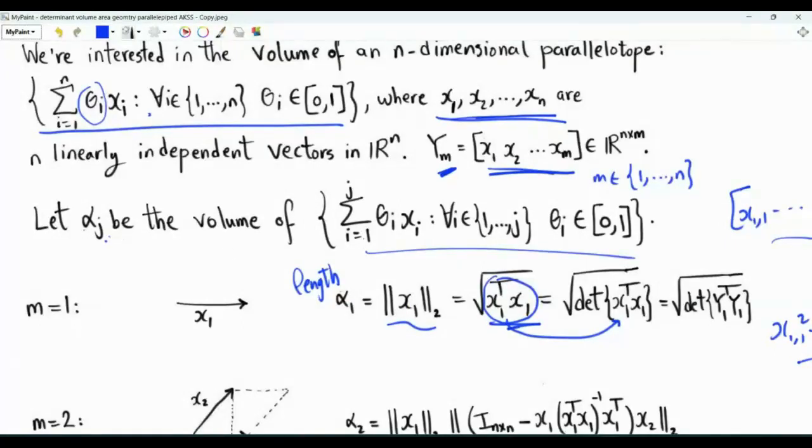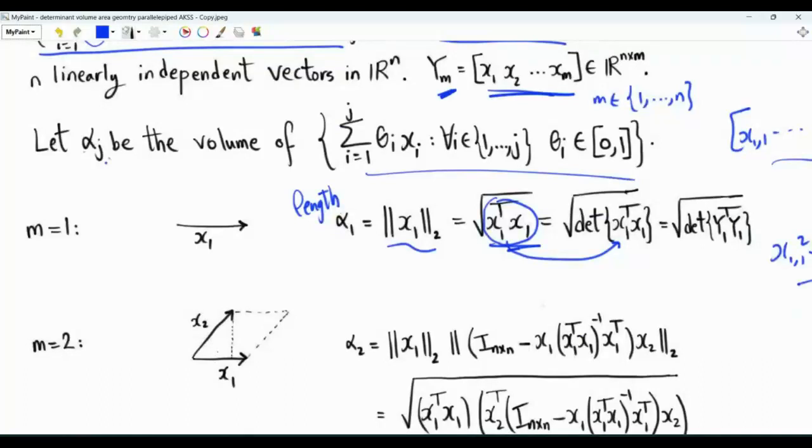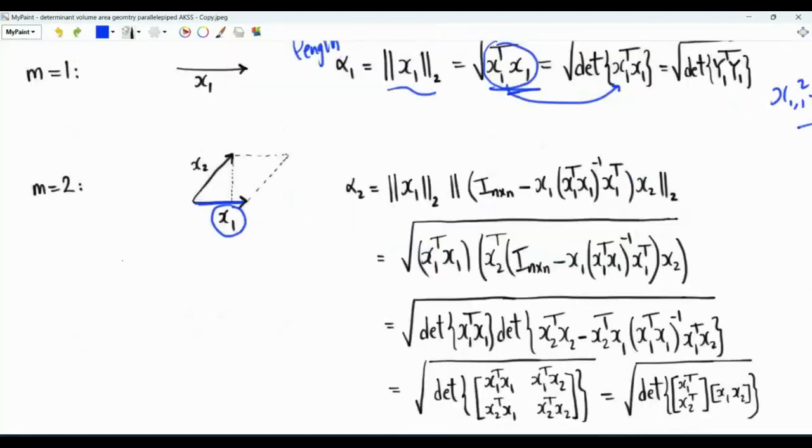So this will be the volume when we make use of the first 2 vectors, x1 and x2. Now we have a parallelogram, and the volume is basically the area of this parallelogram. What is the area? We take the length of vector x1, so this is the length of the base, but then we need to multiply by the height. And the height is the length of the component of vector x2 that is orthogonal to x1.